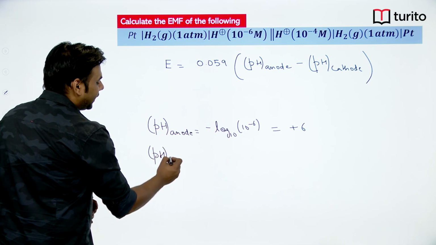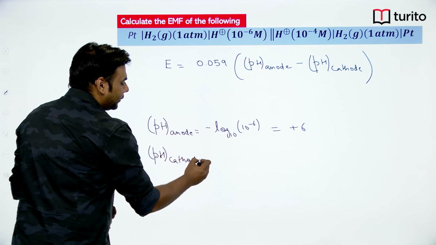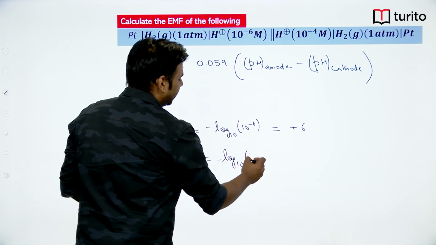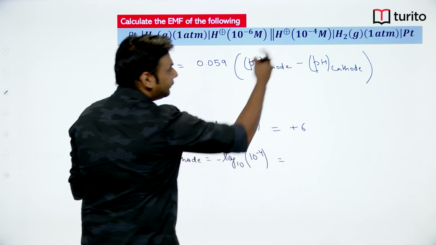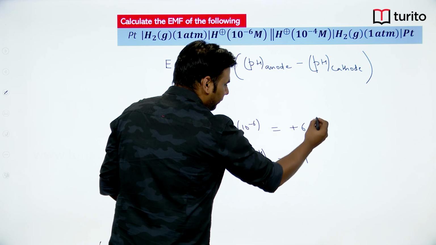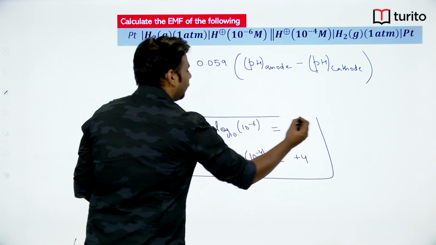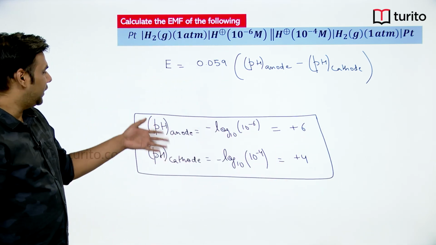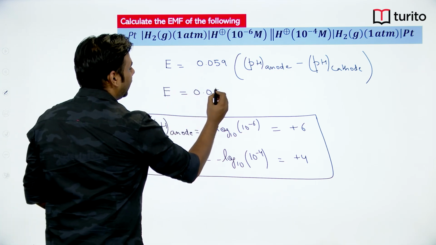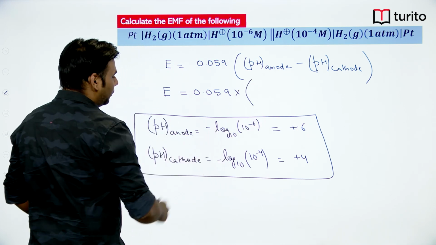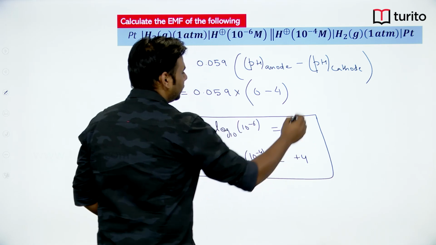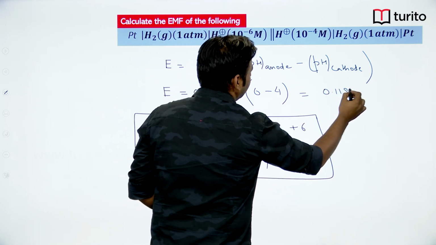If we consider the pH at cathode, this would again be minus log of base 10, 10 raised to minus 4, because the concentration of H plus at cathode is 10 raised to minus 4. So this minus 4 would come out and this would become plus 4. So pH at anode we know, pH at cathode we know. So E would become 0.059 into pH anode, which is 6, minus pH cathode, which is 4. So this will be 2, so this will be 0.118 volt.